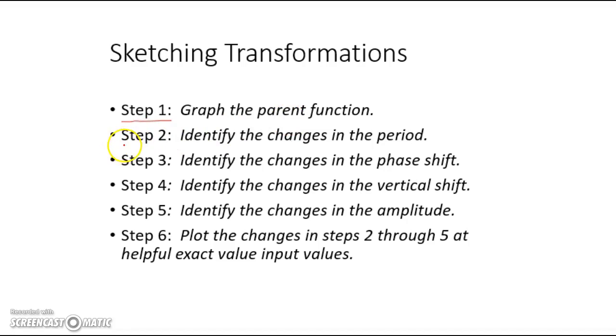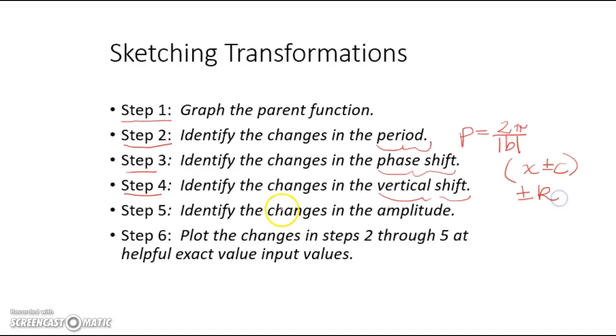The second step is to identify if there are any changes in the period, and we are going to use the formula that we know, which is 2 pi over the absolute value of b. Remember, b is always the coefficient inside those parentheses to our variable x. The next thing we'll do is identify any phase shift, and that's going to be inside those parentheses, either plus or minus c. Next, we'll identify any vertical shift, and that's going to be after the entire function, plus or minus k.